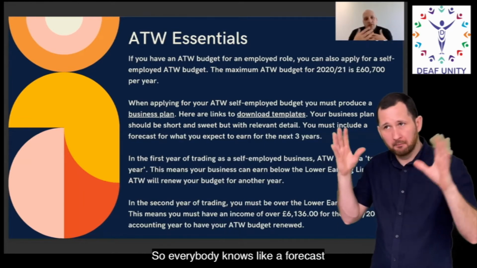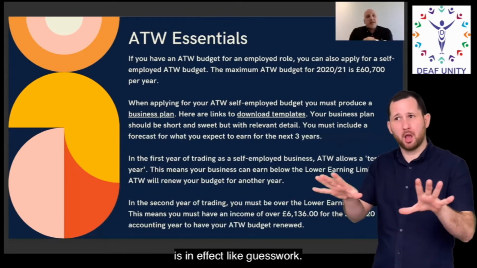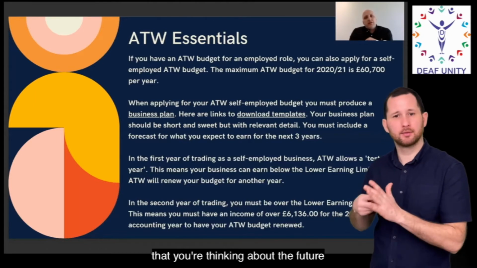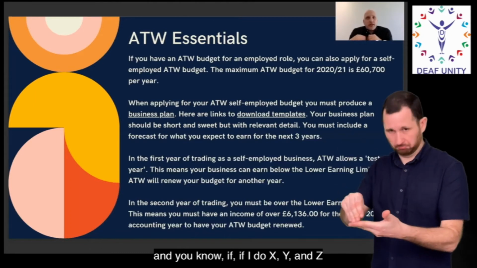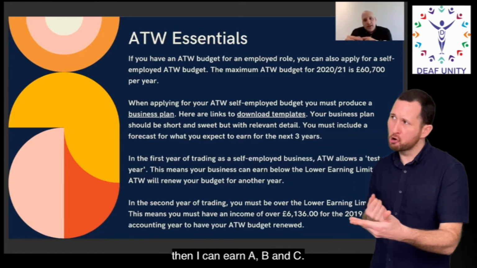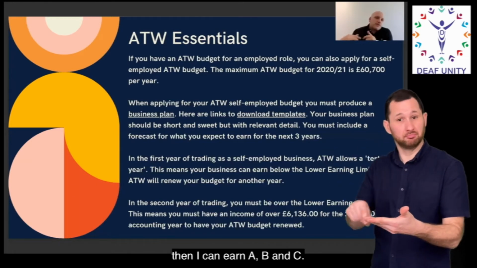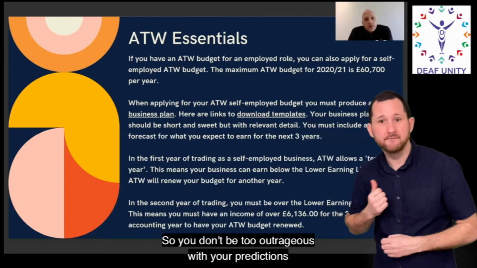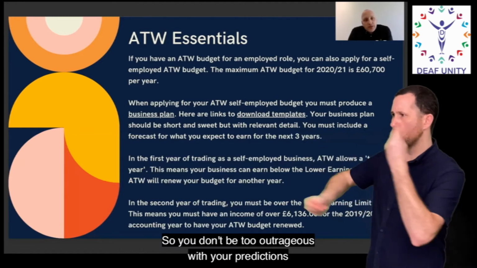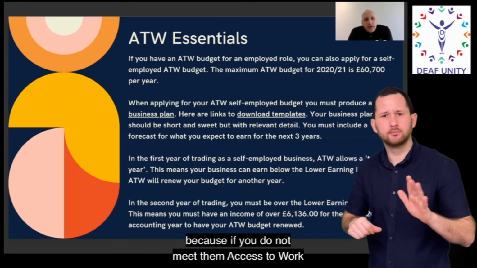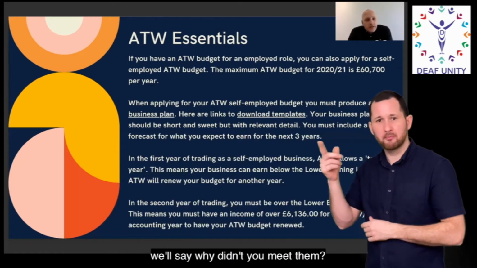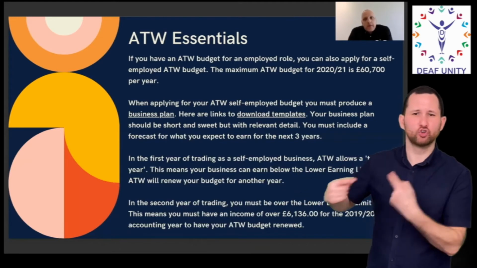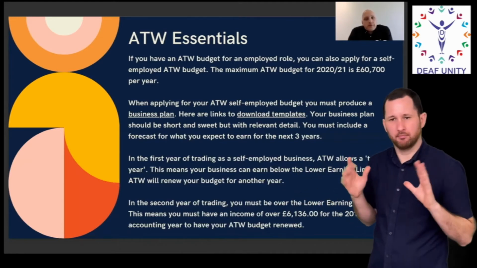Everybody knows a forecast is in effect guesswork, but like I said, it just shows that you're thinking about the future, and if I do X, Y, and Z, then I can earn A, B, and C. Also, don't be too outrageous with your predictions, because if you do not meet them, Access to Work will say, why didn't you meet them? Why didn't you do this? Why didn't you do that? So yeah, be realistic.